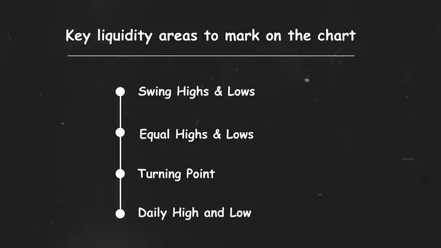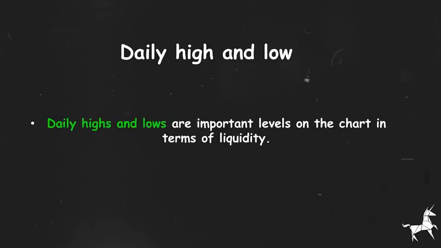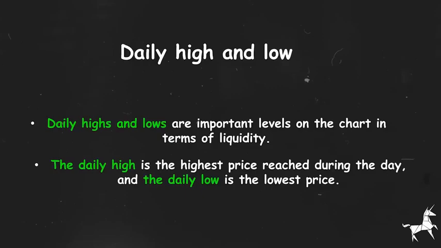Daily highs and lows are also important liquidity levels. The daily high is the highest price reached during the trading day, while the daily low is the lowest. These levels often draw a lot of trader activity, with many placing their stop-loss orders or pending orders around them, making them rich in liquidity.